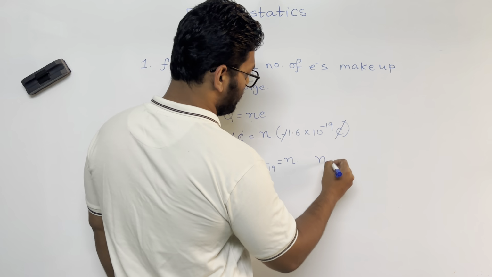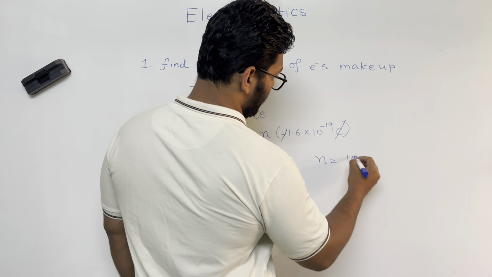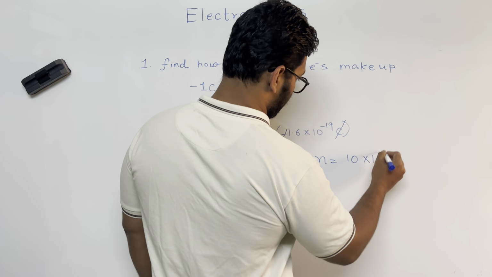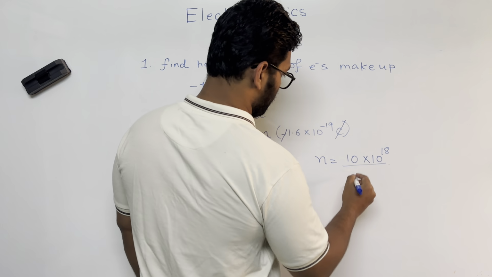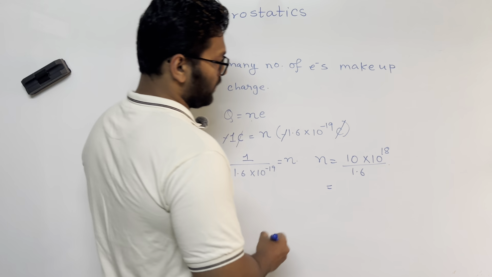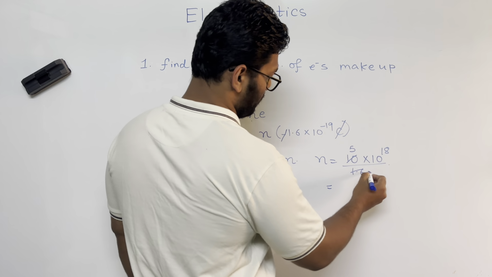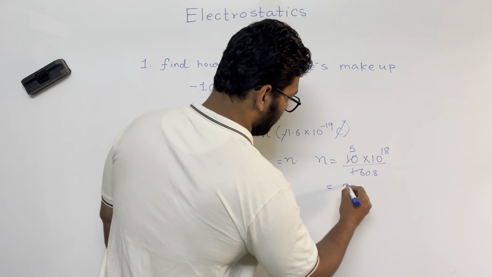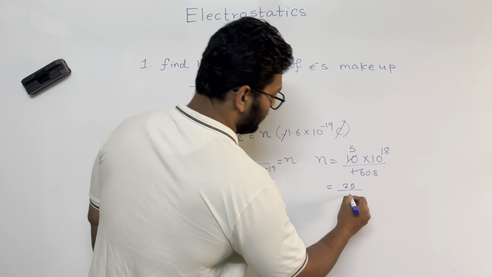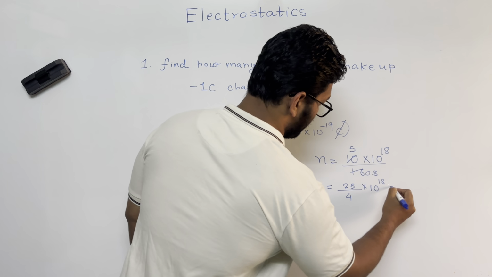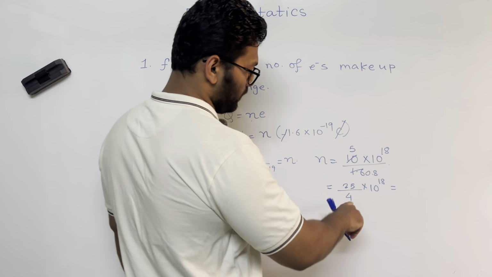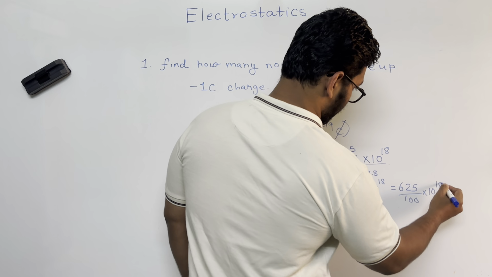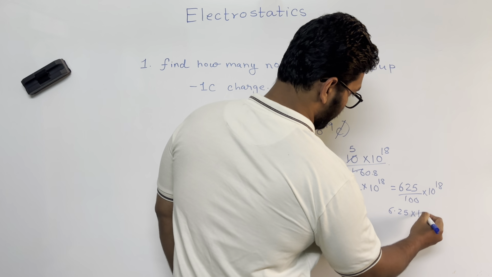So let me simplify this. N is equal to 10 to the power 19. Now this 10 to the power 19 I will write as 10 into 10 to the power 18, divided by 1.6, right? Okay, so I can divide by 2, this is 5 and this is 0.8. Then I am going to multiply by 5, so this is going to be 25 and this is going to be 4 into 10 to the power 18. Again I will multiply numerator and denominator by 25. Now this is 100 into 10 to the power 18. So this is going to be 6.25 into 10 to the power 18.